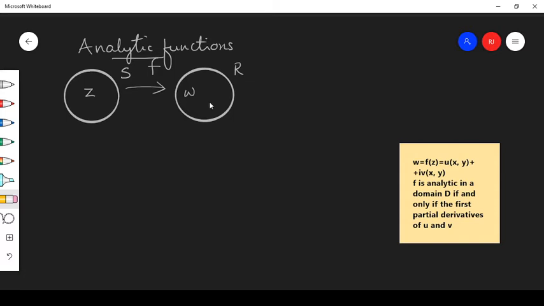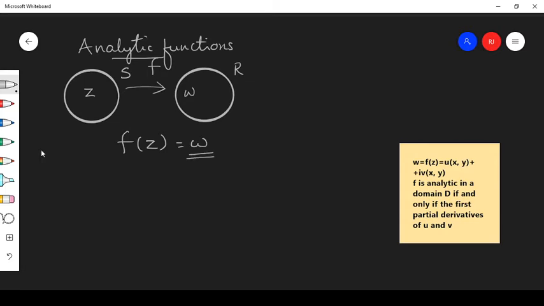such that f of z is equal to w, that is, the value of f at the point z is w. If there exists a number w in R such that f of z is equal to w, then we can call this w a complex variable.